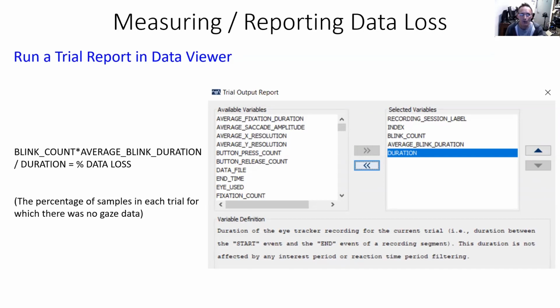Don't forget, in EyeLink world, anything where the eye tracker can't see the eye is going to count as a blink, will be parsed as a blink. So if you multiply the number of blinks by the average blink duration, you'll get the number of samples that you had no data for. If you divide that by the duration, you'll then get data loss expressed as a percentage. You can do that for each trial and then give yourself some overall measure of data loss across your experiment.